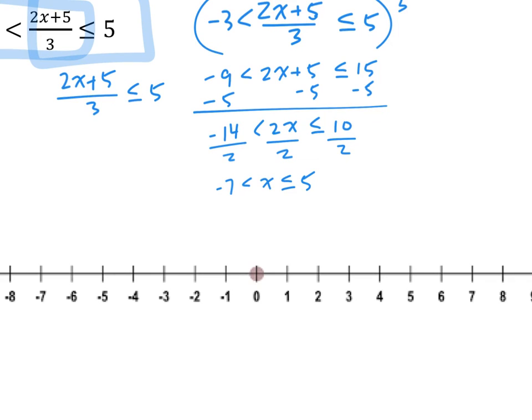All right, negative 7, open circle, 5, closed circle, in between. So then how do you write this in interval notation? Parenthesis, negative 7 to 5, bracket.